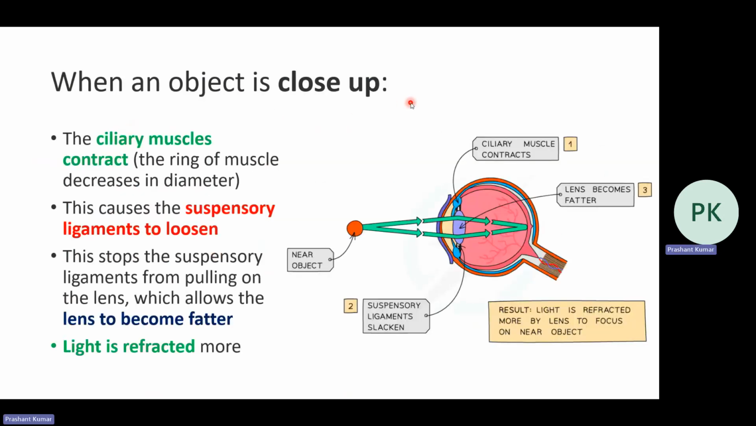Let's see what happens when you are seeing a near object. So always remember three things. Whenever you are seeing a near object, a close-up picture, ciliary muscles contract, and this causes the suspensory ligament to loosen up. In this way, it stops the suspensory ligament from pulling the lens, which allows the lens to become fatter. So they will become fat and light is refracted more.